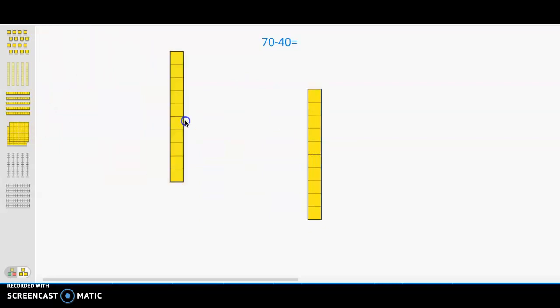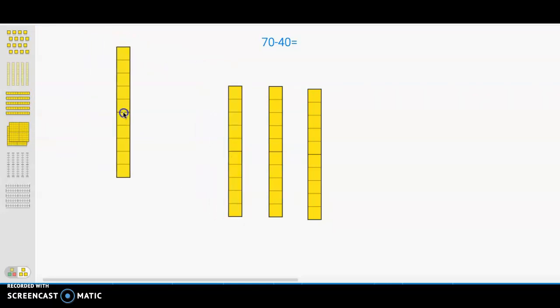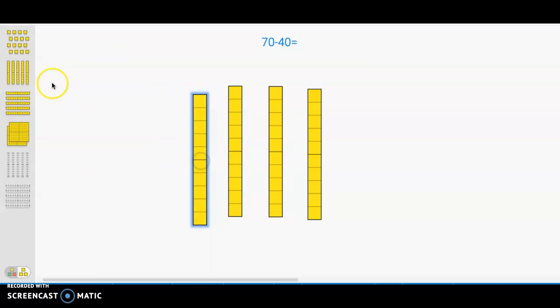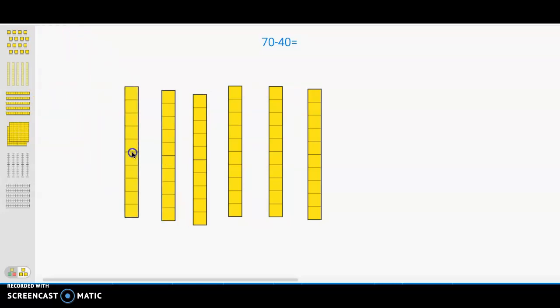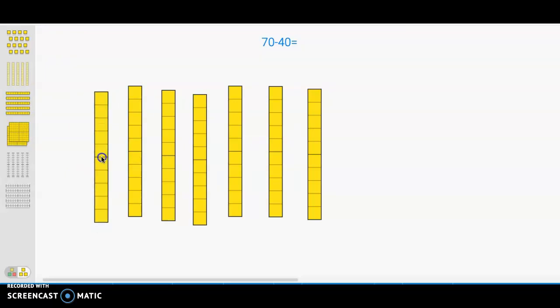10, 20, 30, 40, 50, 60, 70. I want to check my work because I'm working with a large number. 10, 20, 30, 40, 50, 60, 70.